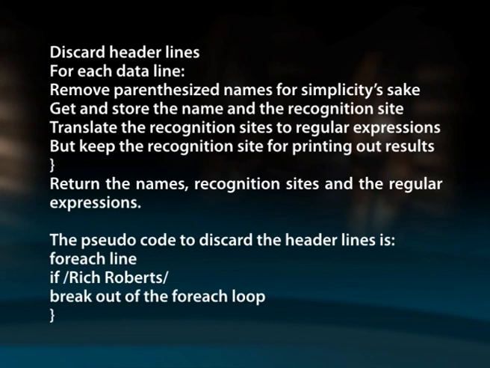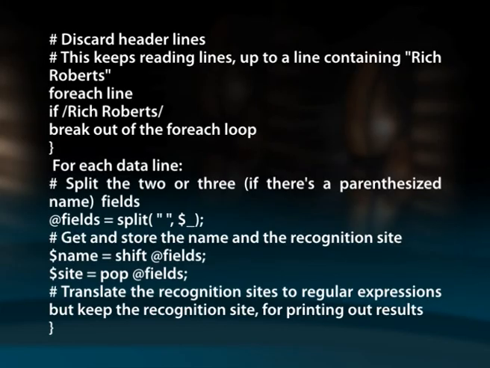The pseudocode to discard the header lines is: for each line, if the line matches the regular expression Rich Roberts, break out of the foreach loop. Now we can further expand the pseudocode to do the task specified. First one is discard header lines. This keeps reading lines up to a line containing Rich Roberts. The code is: for each line, if Rich Roberts, break out of the foreach loop. Then for each data line, split the 2 fields, or 3 if there is a parenthesized name, into fields equal to split with space. Then get and store the name and the recognition site.